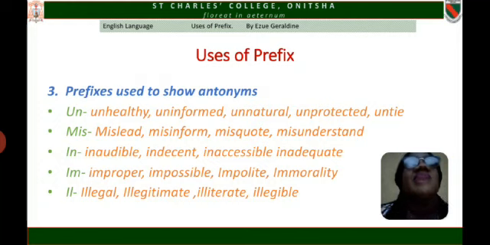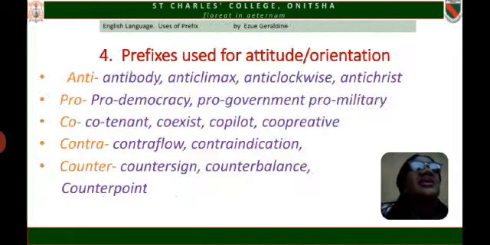Then we have mis: misled, misinformed, misquote, misunderstand. In: inaudible, indecent, inaccessible, inadequate. Then we have im: improper, impossible, impolite, immorality. Then we have il: illegal, illegitimate, illiterate, illegible, and so many other examples.